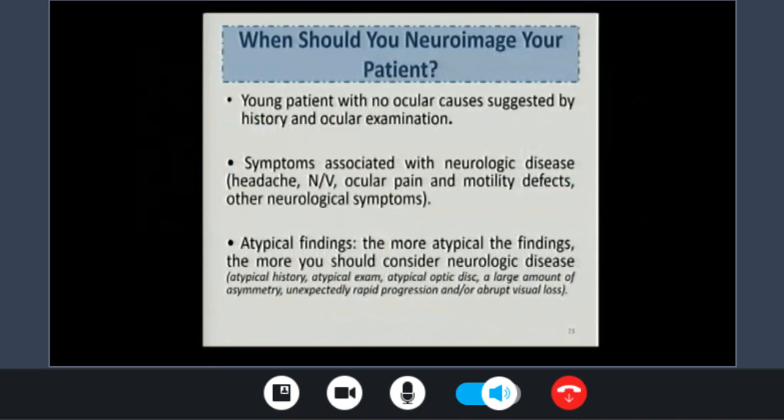So young patients. Now we know that glaucoma is more common in elderly or older patients. It's less common in the young. So when you have a young patient and you have an APD and you don't find an ocular cause on history or examination explaining this APD, then it's better to image the patient so as not to miss anything serious. In addition to symptoms, especially if there are neurological symptoms such as early morning headache, nausea, and vomiting, other neurological symptoms or motility defects, then it's better to go and image the patient. Any patient with atypical findings, whether in the history, examination, or investigations, it's also better to go and image the patient just to make sure that there is nothing serious.